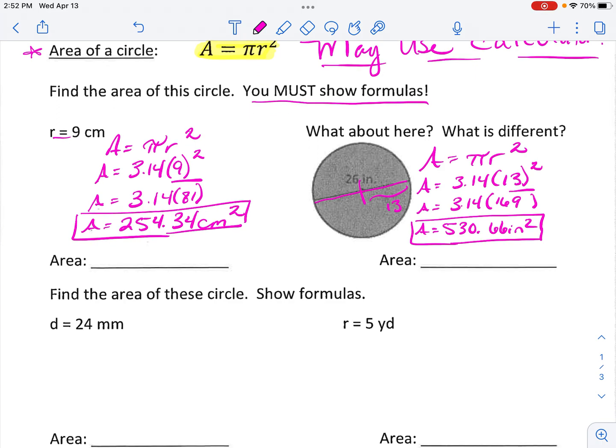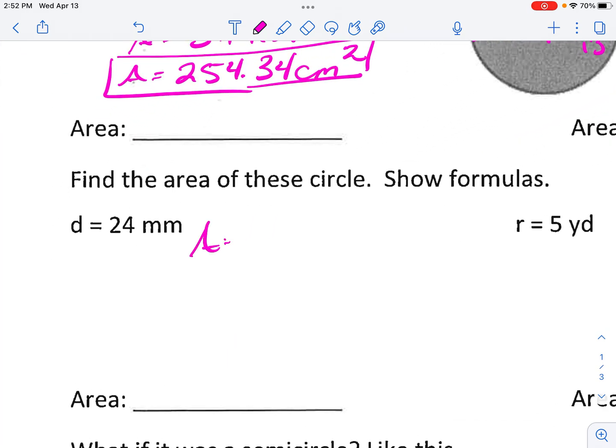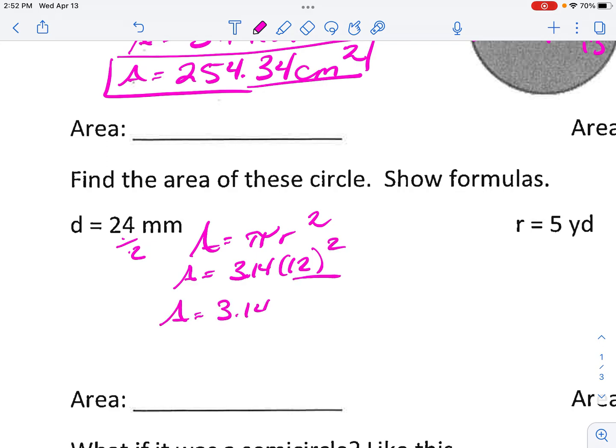Alrighty, we've got two more just like it. The first one on the left gives us the diameter. Again, if it gives us the diameter, that's the distance all the way across. We want to find the radius, which is halfway across. So you're going to divide by 2. So the radius would be 12, and we're going to square it. We should know that 12 squared is 144. And then you can use your calculator to do 3.14 times 144, 452.16. Let's look at the label, millimeters squared.